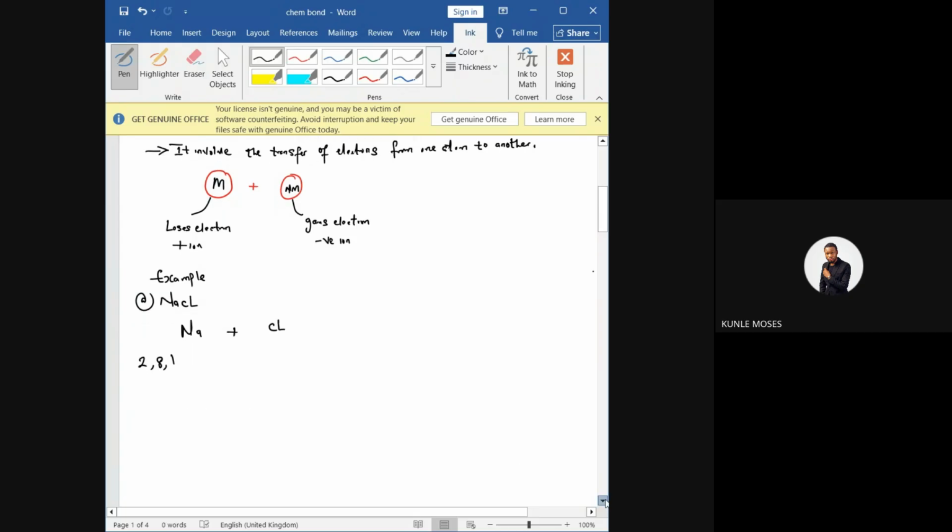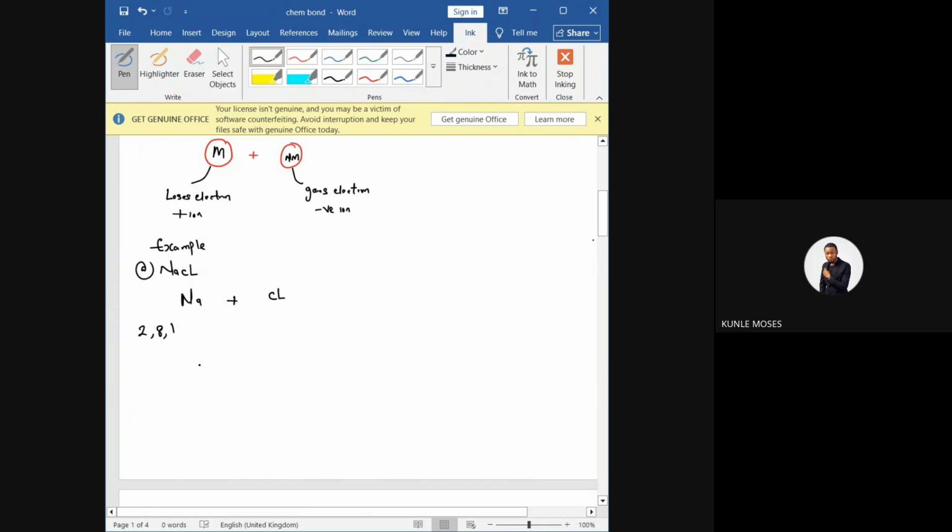If you are writing it using the dot formula, that's 2,8,1. So we have 2 here, right? For the other one, we have 8. 1, 2, 3, 4, 5, 6, 7, 8. And the outermost shell, we have 1.